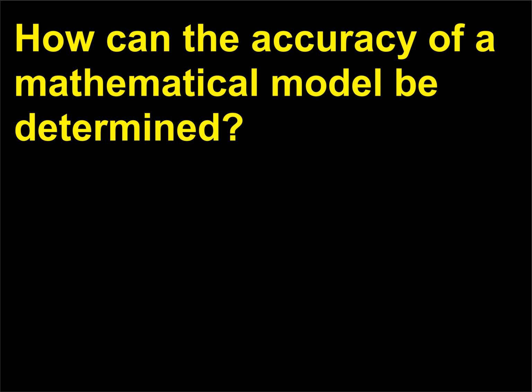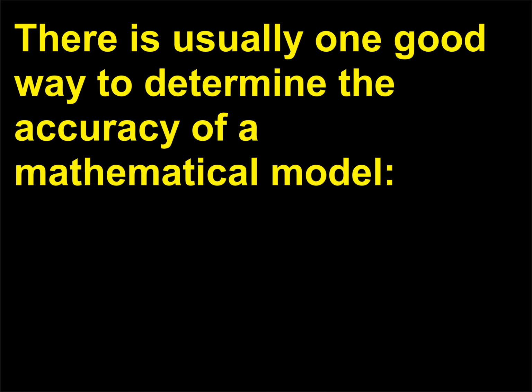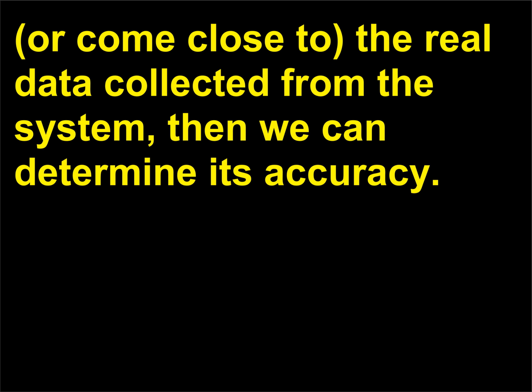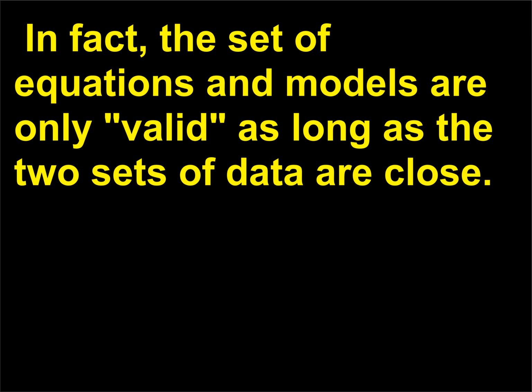How can the accuracy of a mathematical model be determined? There is usually one good way to determine the accuracy of a mathematical model. Once a set of equations has been built and solved, if the data generated by the equations agree or come close to the real data collected from the system, then we can determine its accuracy. In fact, the set of equations and models are only valid as long as the two sets of data are close.